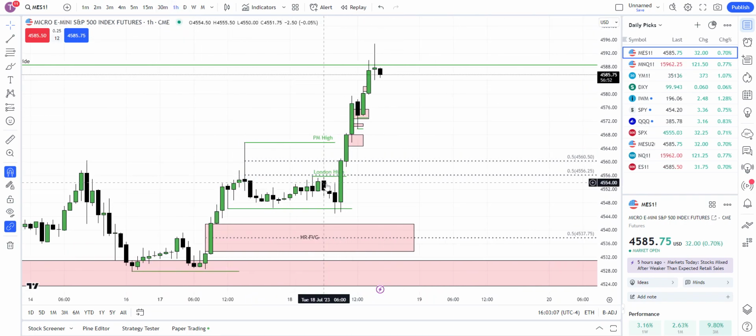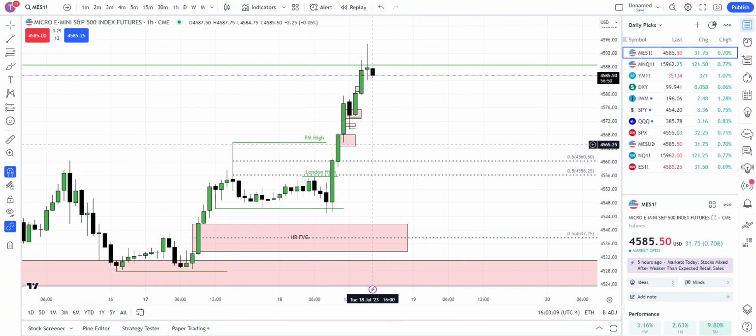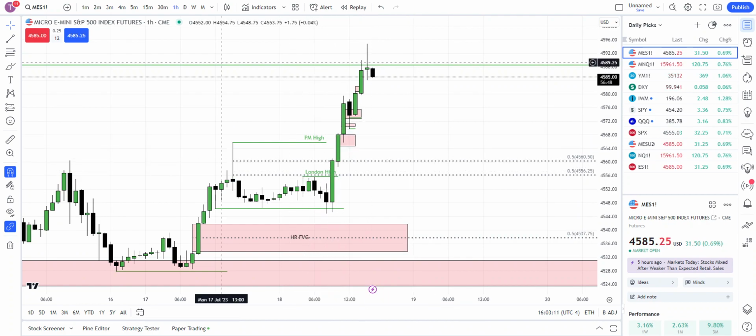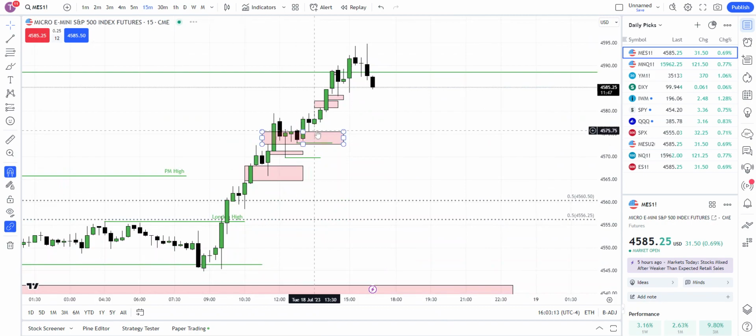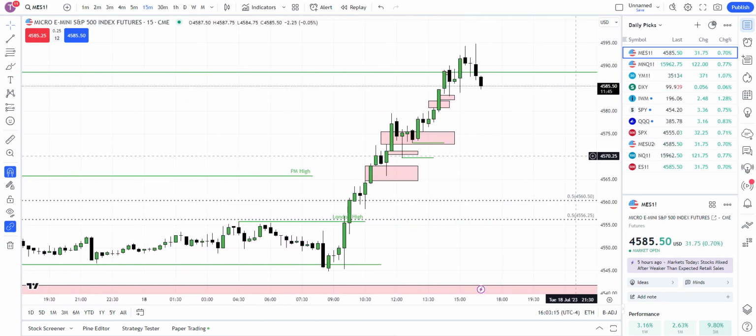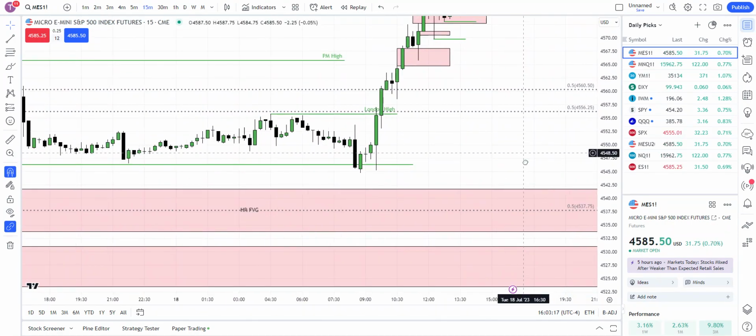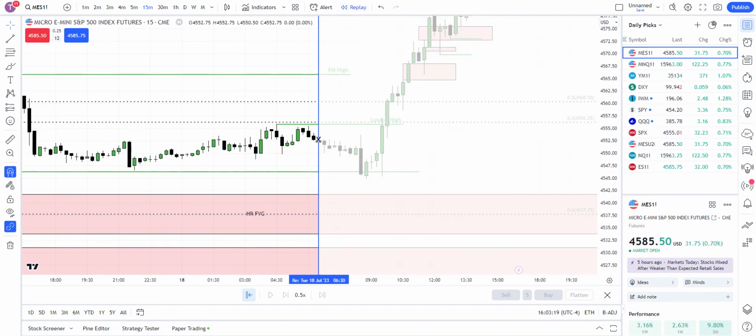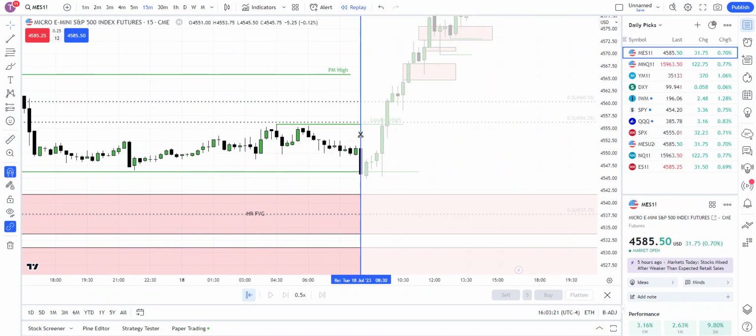You can see here on the hourly today, if you use the hourly with ICT concepts, you really got no entry into this long move. So we'll drop down into smaller time frames. And what I like to do when I start the day off, I usually look at the charts between 8:30 and 9.